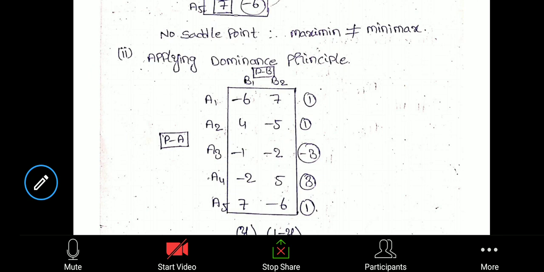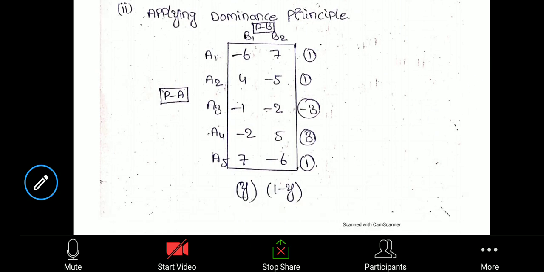If applying the dominance property also, we cannot reduce any row here. Minus 6 is less than 7. Row-wise verification: A1 is compared with A2, A3, A4, A5. Like that we are going to compare each and every row. So there is no possibility to reduce the rows by applying the dominance principle.